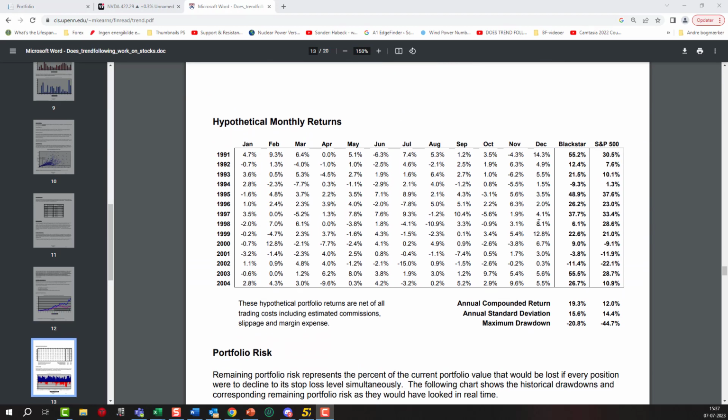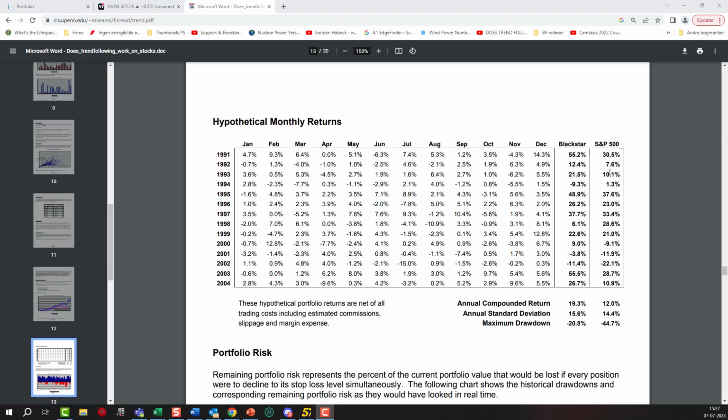If we're looking at the year-to-year returns here, we can see they are also month per month, but we can see here that the Black Star model is here, the S&P 500 is here, and you can see this for yourself. Now the CAGR, the annual compounded return, is 19.3%. That is a bit higher than what we have found, but again, in this time span the S&P 500 also did around 12%. The maximum drawdown here was only 29%, whereas the S&P 500 was around 45%.